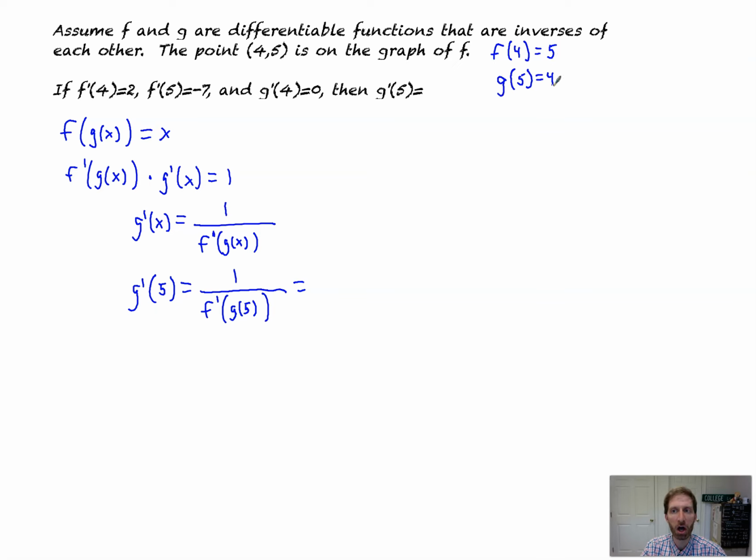Remember the blobs. If you don't know what I'm talking about, look at video 1 in this lesson. So f sends 4 to 5. That's f. g sends 5 back to 4. g of 5 is 4. So we've got 1 over f prime of 4. Nice. How do I find that? Well, let's look at the information. Oh, it's right there. Isn't that cute? So that's equal to 1/2.